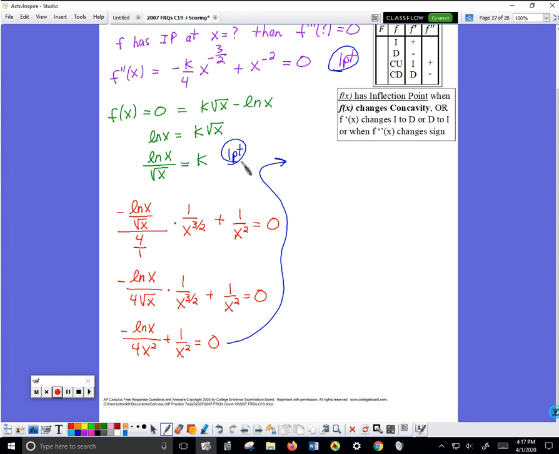I'm trying to solve for x in this case, so I can multiply both sides by x squared, which means the x squared will distribute and these will divide out. X squared times 0 is going to be 0. So I'm going to get negative natural log of x is equal to 1. That means the natural log of x is equal to negative 1. Now I have to remember my natural log stuff, which says that means x is equal to e to the negative 1 power. Or in other words, x is equal to 1 over e.